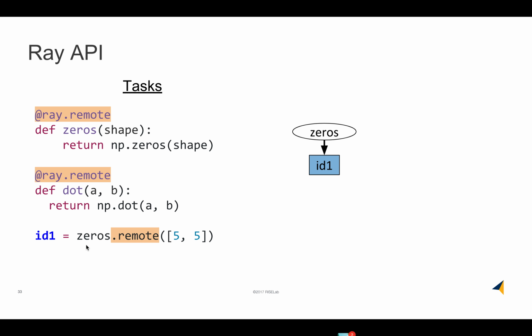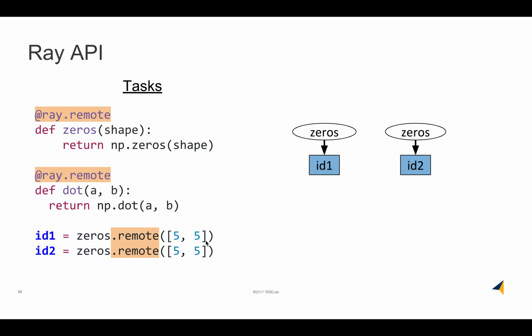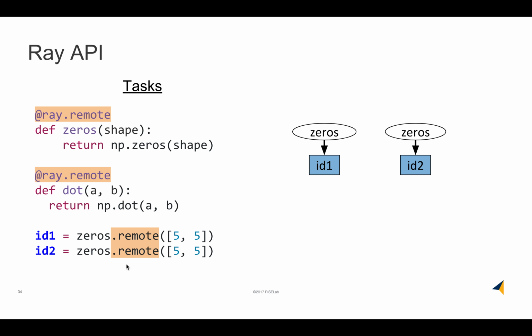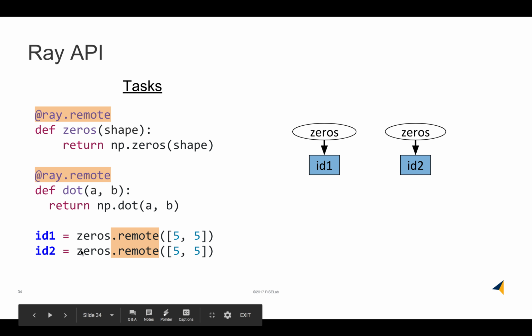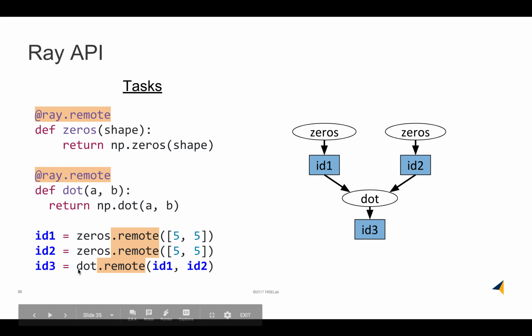And because it returns immediately, we can call the function again to create a second task, which also runs in the background. This is how futures or object IDs let you achieve parallelism, because we can create the second task before the first one has finished running, they execute in parallel. So now we can create a third task by calling the dot function, and we can pass in the outputs, the object IDs from the first two tasks as arguments into this third task.